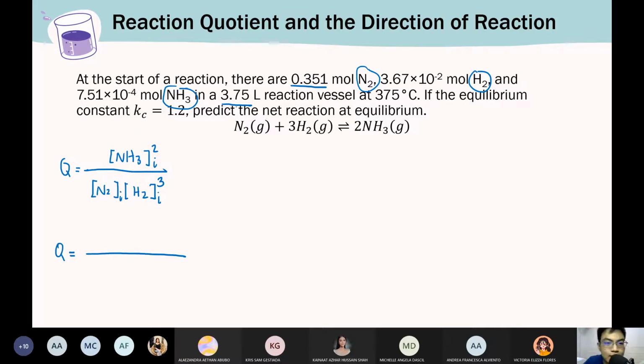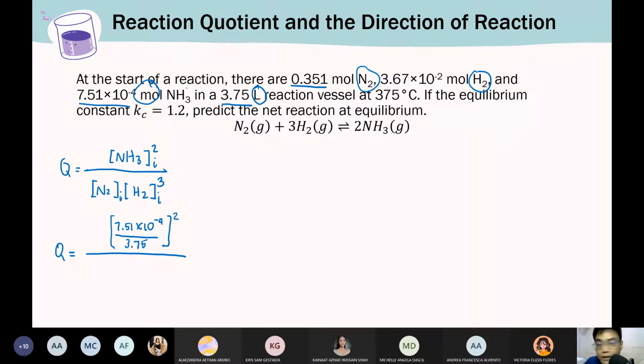So, let's try that. Okay? In the numerator, I have my initial concentration of ammonia. According to the problem, you have 7.51 times 10 raised to negative 4 moles of ammonia. And then to get the concentration, I have to divide the moles by the liters. So by doing this, I have the molarity of ammonia.